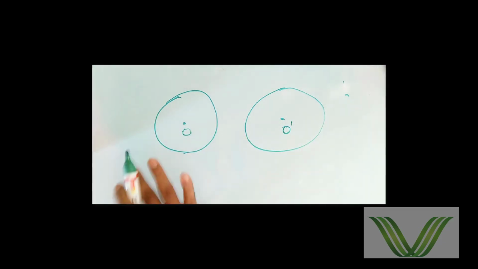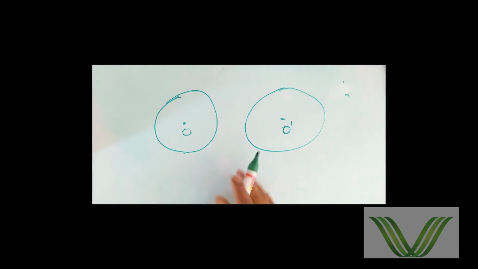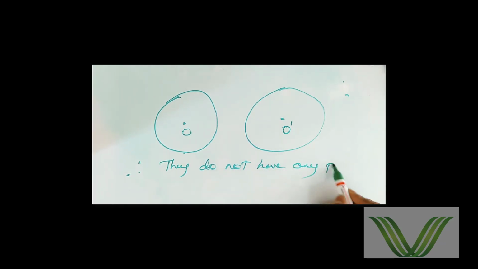So in these two circles, we are not intersecting each other at any point, therefore they do not have any point in common, right? So they don't have any point in common as the circles don't intersect.